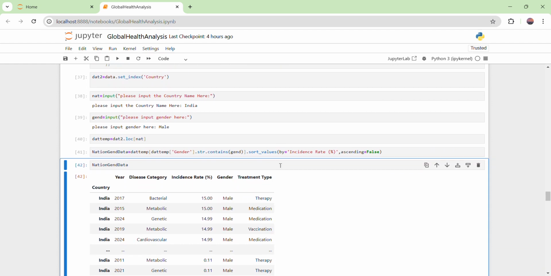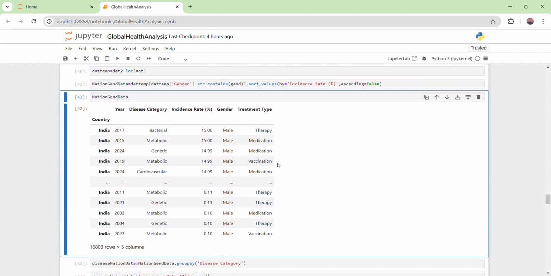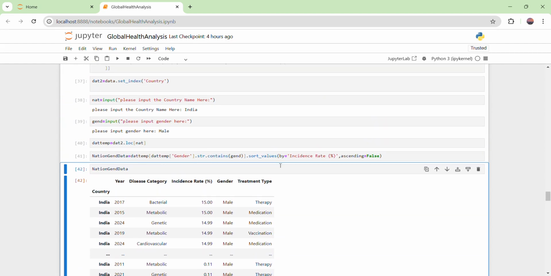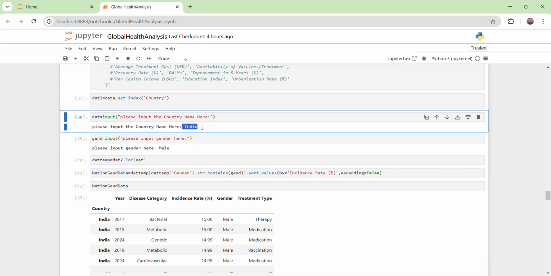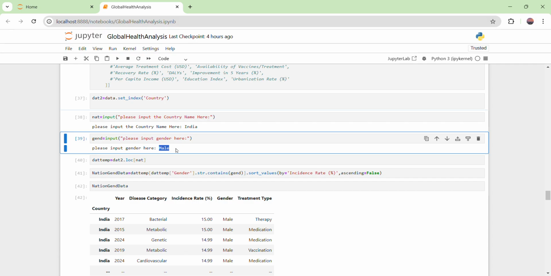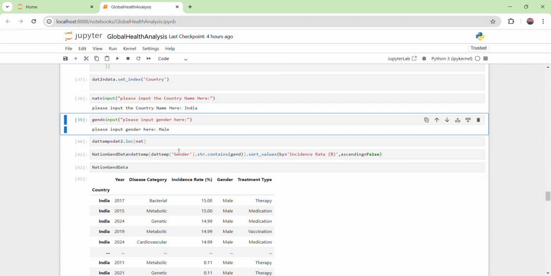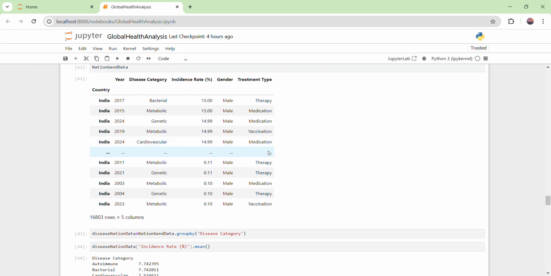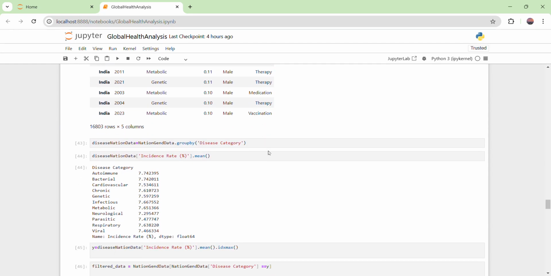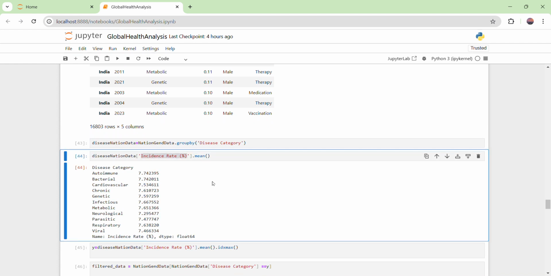And what we have done is we have taken user input as a nation and user input as a gender. So we can see that the user over here inputs the country as India, and he inputs the gender as male. And further, we try to analyze the condition of disease categories for males in India, which has been the input by the user. So we try to analyze the incidence rate of various diseases for that particular gender in that particular nation.